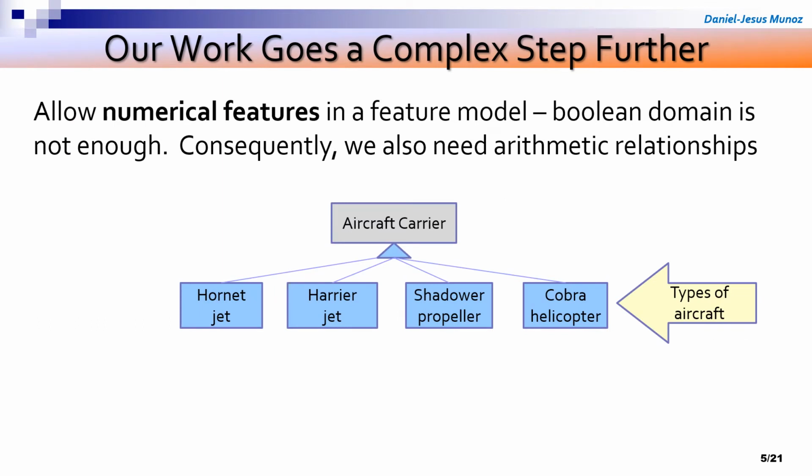Sadly, classical feature models and propositional formulas are not enough. To represent real-world product lines, we need numerical features and arithmetic relationships between those numerical features. There we provide an example. It's not software related, but it will allow you to easily understand what numerical features are in a product line.